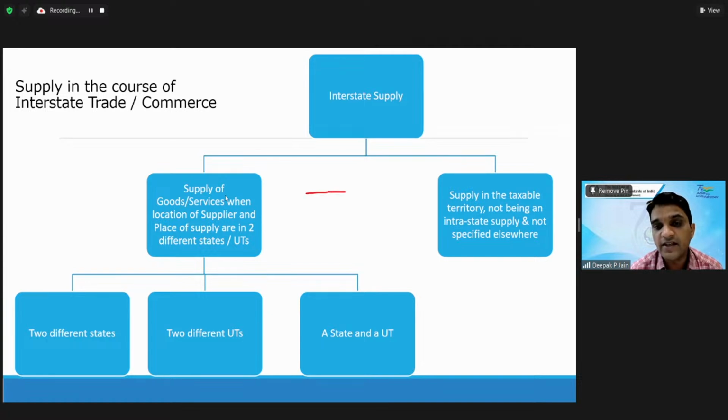And a supply in the taxable territory not being an intrastate supply. So supply is categorized as interstate and intrastate. Whatever falls under intrastate is intrastate, whatever falls under interstate is interstate. But in some situations you are not able to determine. Can you say that I'm not able to determine the place of supply, so no tax? For that, there is a protection: where the supply is in a taxable territory within India, but is not an intrastate supply and not specified elsewhere, in such a case it will always be an interstate supply. That is, the balancing figure, the residuary: whatever is left over, where will it go? Interstate supply. Whatever is left out, which is not defined anywhere, will fall under interstate supply.